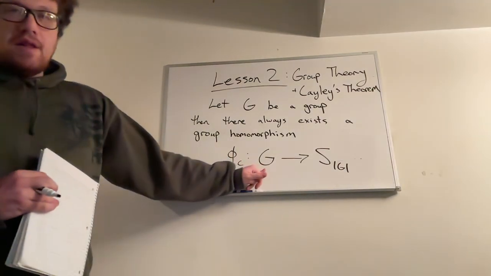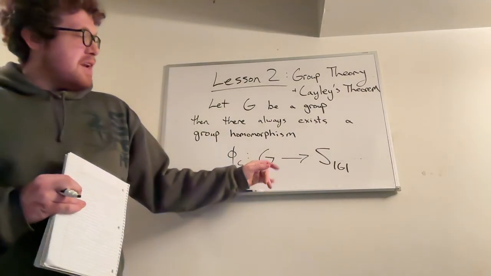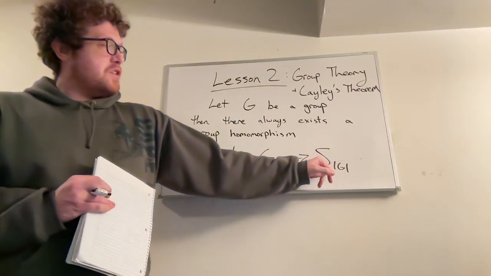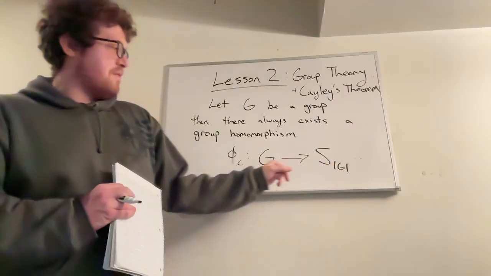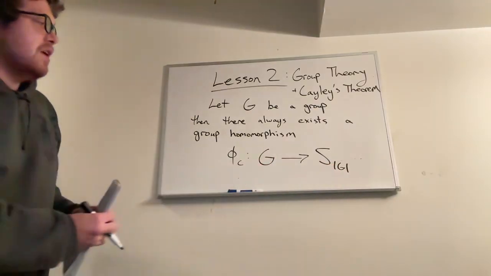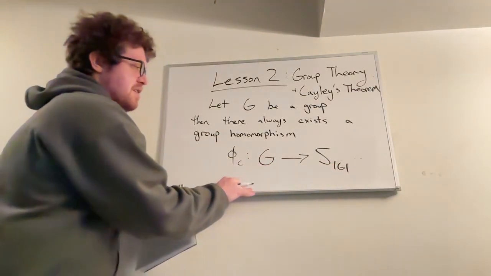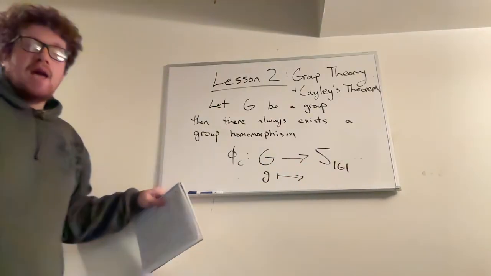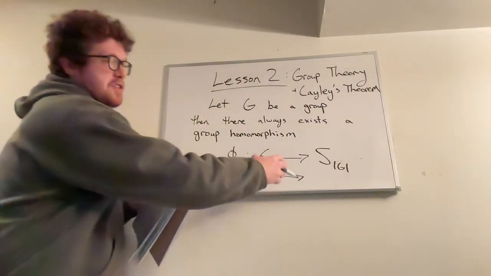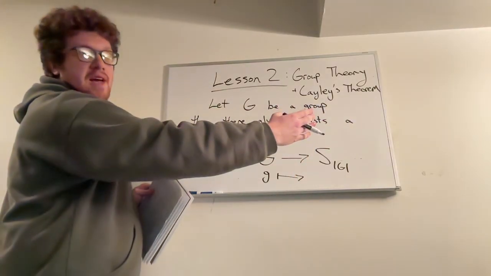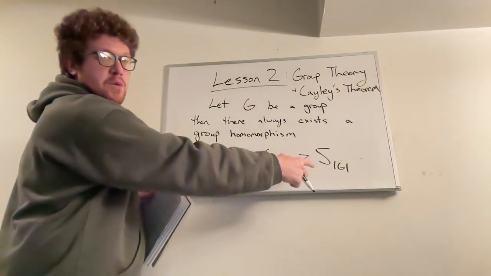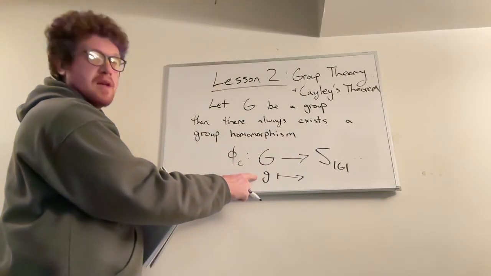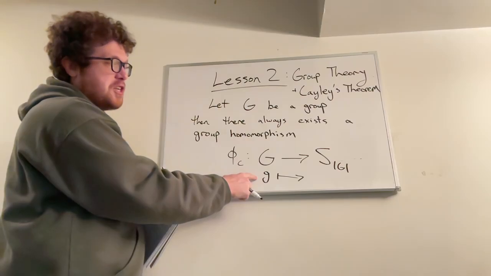And the last time we said that the map is defined by we take every element and we send it to the bijection which sends every element in G to its left multiplication by that element. So another way to say that, we take g, an element in the group, and we send it to a permutation where if we list all the elements of G out, like g1 through gn, it maps them to g times g1, g times g2, g times g3, and so on. So you're multiplying everything on the left by g.